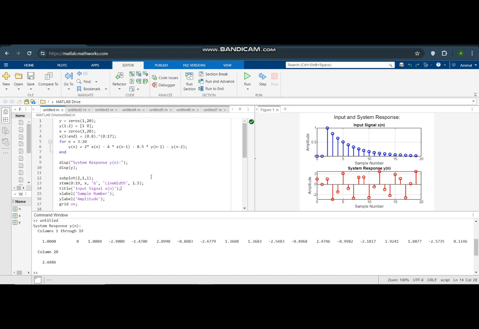This MATLAB code computes the response y of a discrete system to an input signal x over 20 samples. The input x is a decaying exponential starting from the third sample. The system response y is calculated using a difference equation with given coefficients. The code then plots the input signal and system response. The output plot shows the exponential input signal and the system's corresponding response, illustrating how the system processes the input.